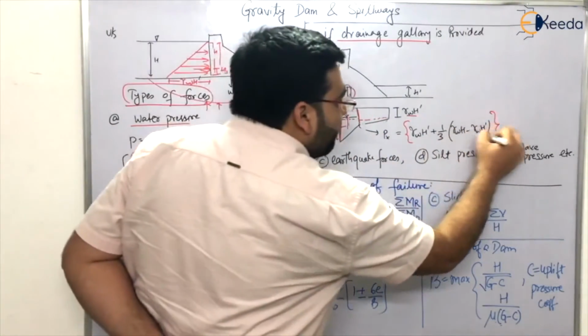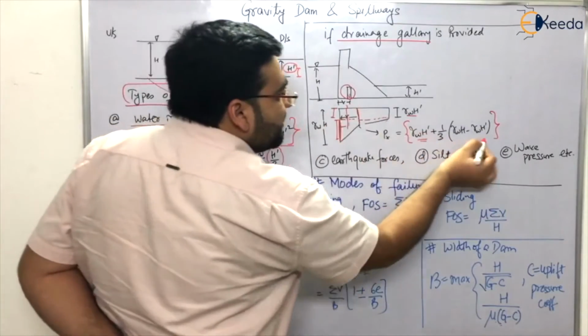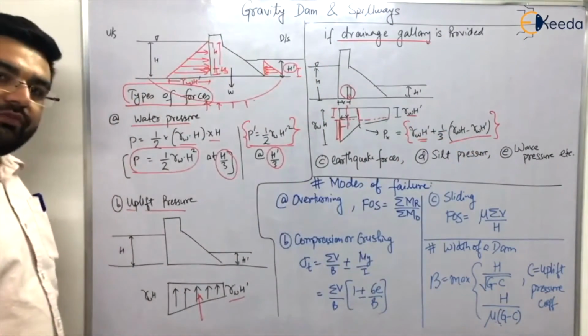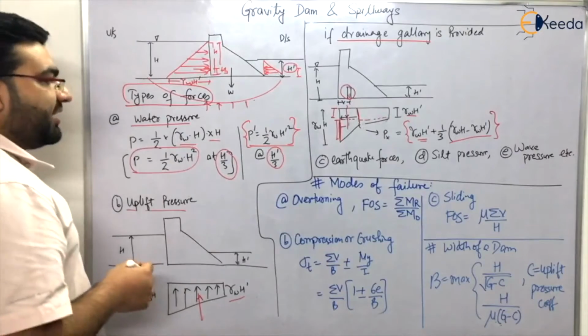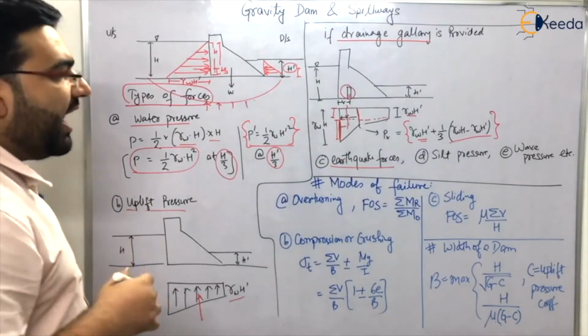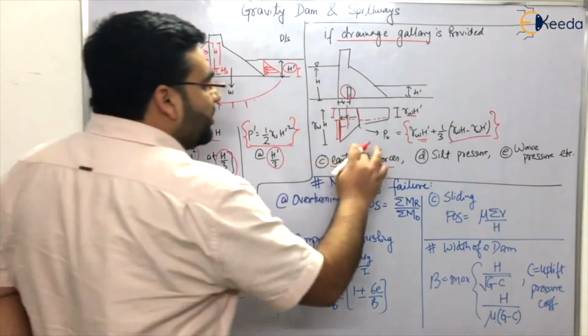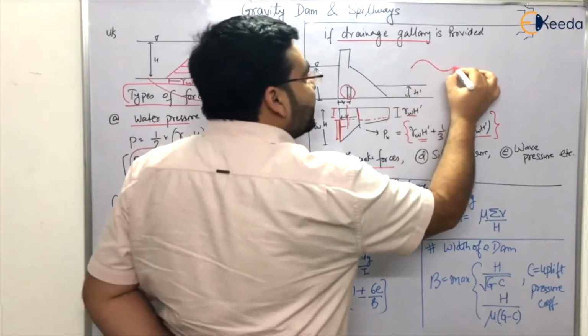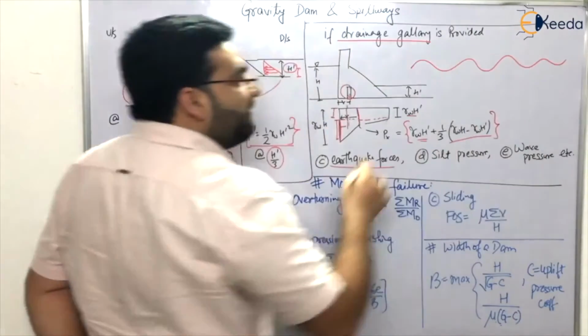So Px is actually equal to gamma W into H dash plus 1/3 of the difference between the two. Clear? Other types of forces are also acting. Earthquake forces are acting, right? If you're calculating earthquake forces, we have to calculate the acceleration, because you know that earthquake is actually like this. Earthquake wave is like this, right?